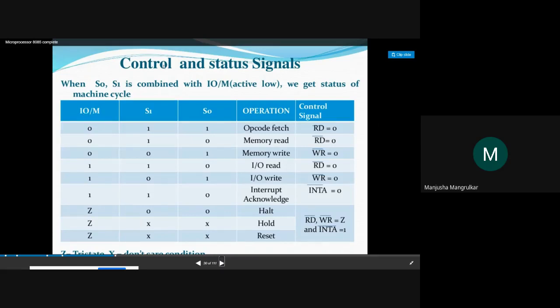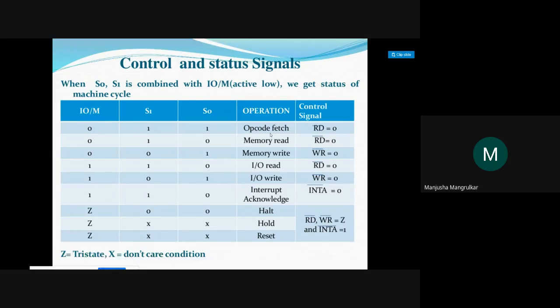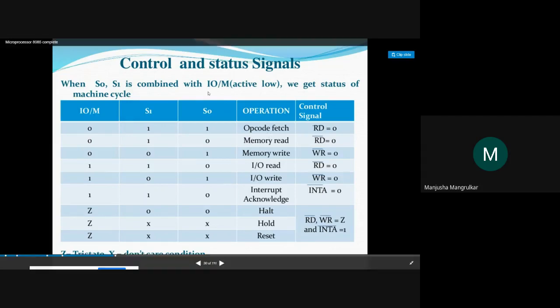Now this is the control and status signals combined. When S0 S1 is combined with IO/M, we get the machine cycle status, right? This is very important for the machine cycle. If IO/M bar is 0, it means an operation with memory, meaning your program is in memory, and S0 S1 both 1 means it is fetching an opcode, right? Fetching means you are reading from the memory, and it is giving the opcode to the instruction decoder. Suppose IO/M bar is 0 and the status is 1 0, it means it is reading data from the memory, and 0 1 means you are writing into the memory. This is very important, you should differentiate it.